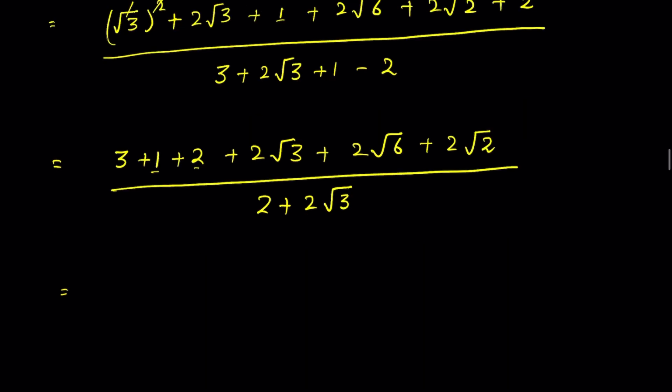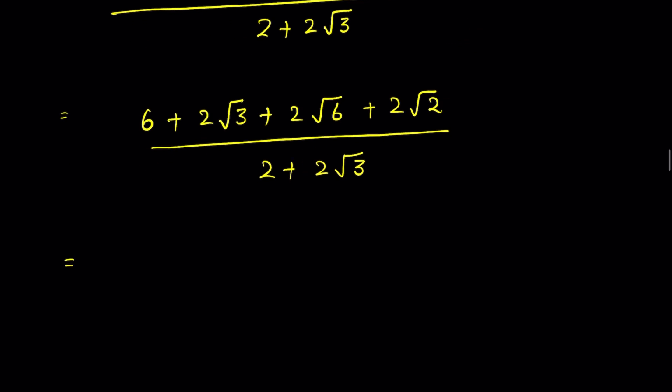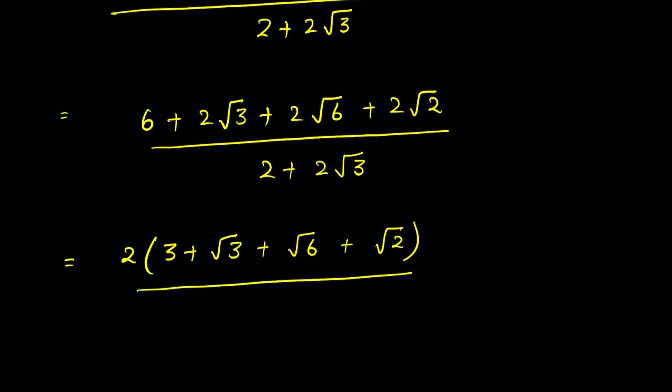So 3 plus 1 is 4 plus 2 is 6. So 6 plus 2 times square root of 3 plus 2 times square root of 6 plus 2 times square root of 2, upon 2 plus 2 times square root of 3. Now we can take 2 common. So 2 (3 plus square root of 3 plus square root of 6 plus square root of 2) upon 2 (1 plus square root of 3). Now this 2 and 2 get cancelled.